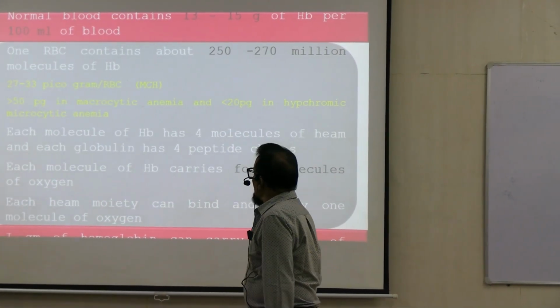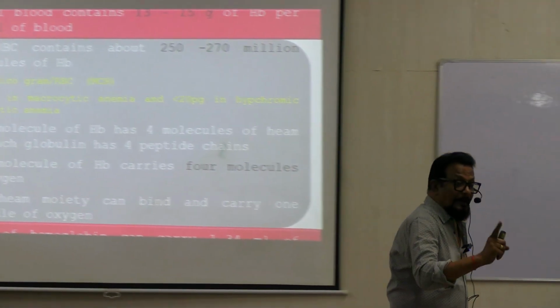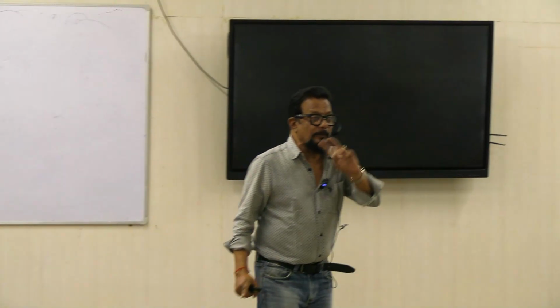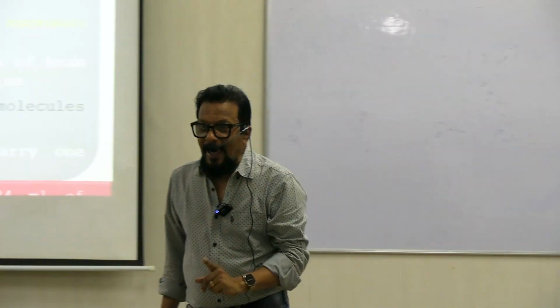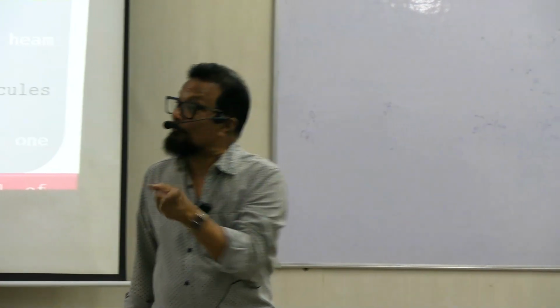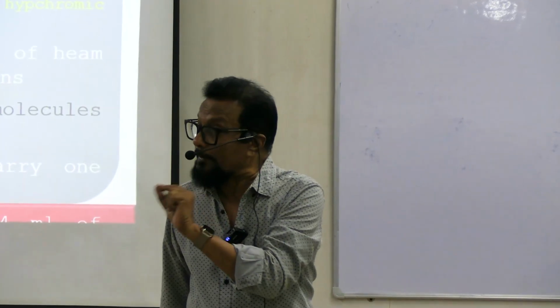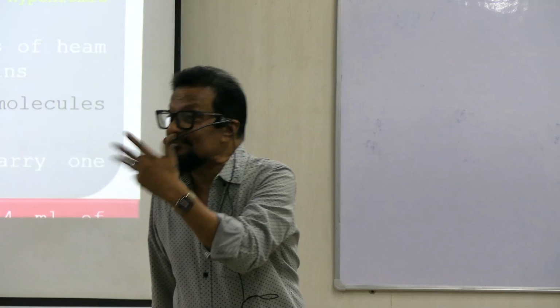Okay, and about the hemoglobin molecule, remember this point: every molecule of hemoglobin will contain how many hemes? Four. How many? Four. And every molecule has globin, and globin is the protein part. And how many globin chains are there?